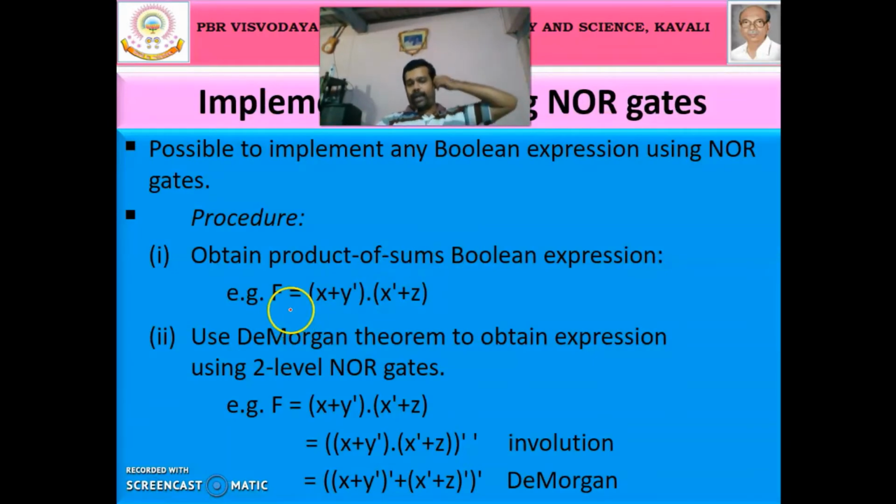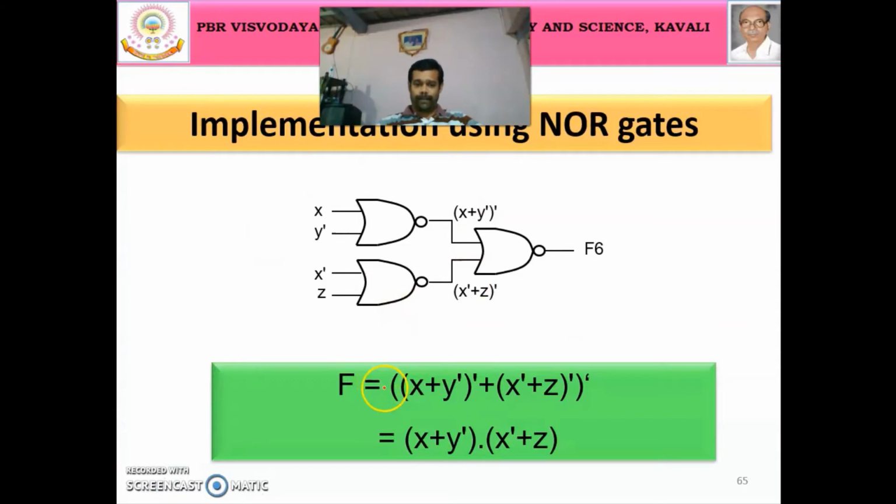So we are implementing using NOR gate. How you are implementing the POS function using NOR gate? The same. You are complementing it twice, then you are applying De Morgan's theorem, and then you are implementing. So this expression x plus y bar the whole bar plus x plus z bar the whole bar, you have complemented the given expression twice. This is one NOR gate, this is another NOT gate, and next another NOT gate. So you have implemented using NOR gate.